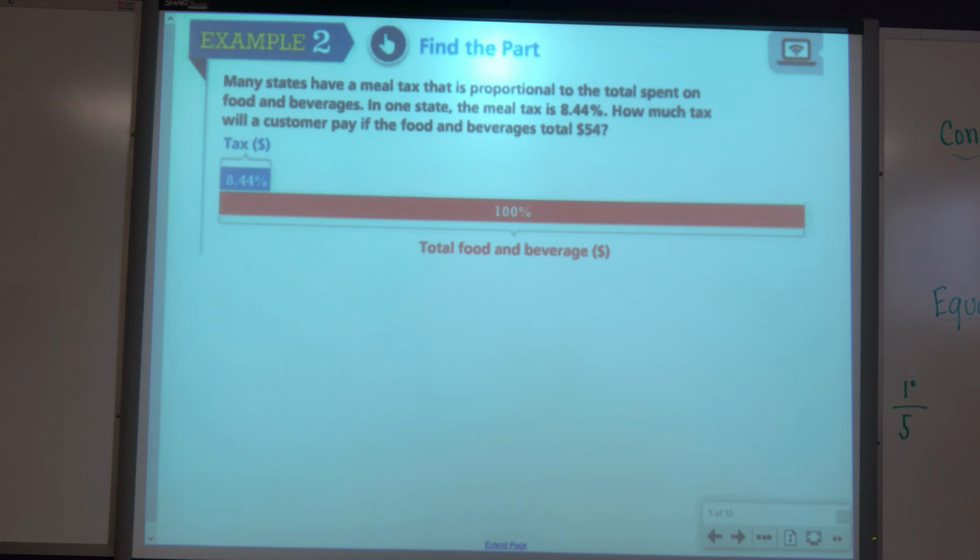All right. Many states have a meal tax that is proportional to the total spent on food and beverages. In one state, the meal tax is 8 and 44/100%. How much tax will a customer pay if the food and beverage total is $54?